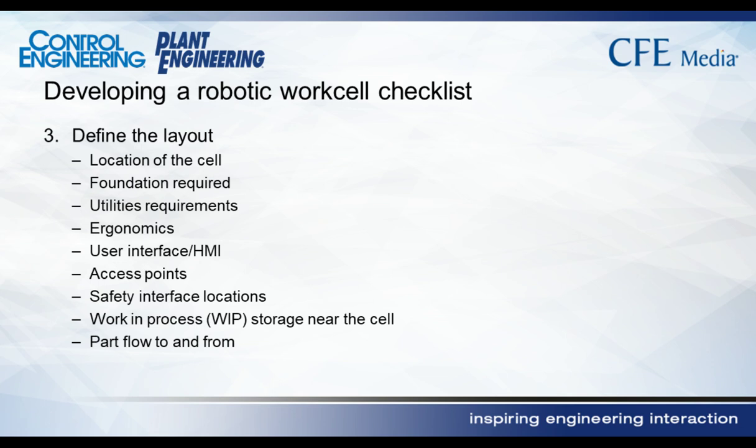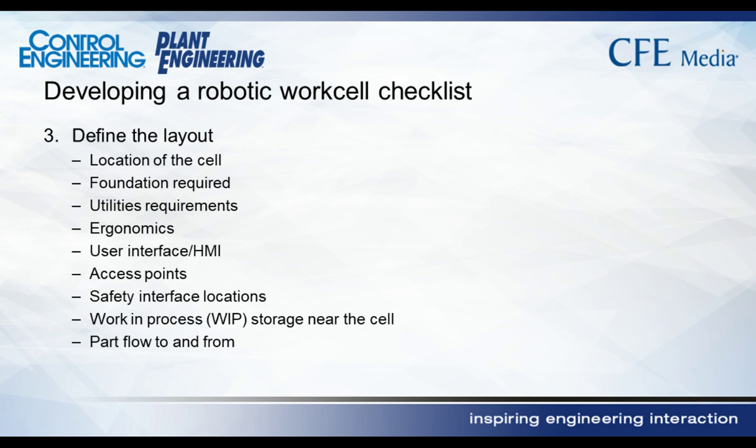Access points, bringing parts in and out, maintenance access points. So if a robot needs to have maintenance done to it, or end of arm tool needs to have maintenance done to it, are there points in the cell that somebody can get into and out of the cell efficiently without having any injuries sustained or any kind of obstructions? Safety interface locations, so emergency stops, push buttons, start stops, where those get placed. These are all important things to think about when you're defining the layout of the cell.